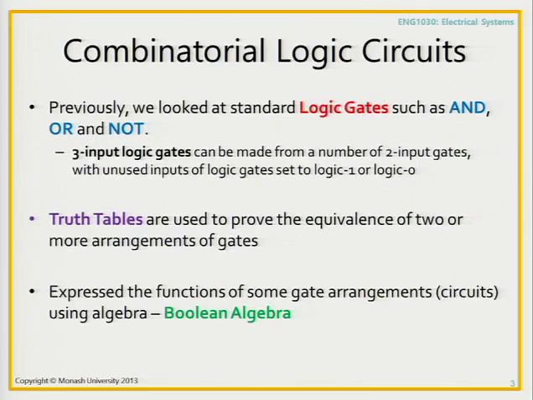Okay, so previously we looked at all those standard gates, and we saw that 3 input logic gates could be made from a number of 2 input gates, and if you attach logic 1s or logic 0s to gates, you would get a number of different functions out. And we used the truth tables to prove this. So we said that if the truth table for 2 different arrangements of gates were the same, then those functions are exactly the same. And finally, we express these in a number of functions, and the things we can do to the functions is called Boolean algebra.